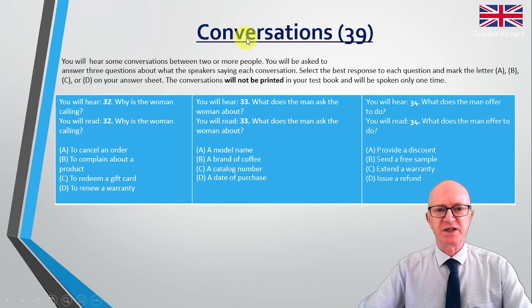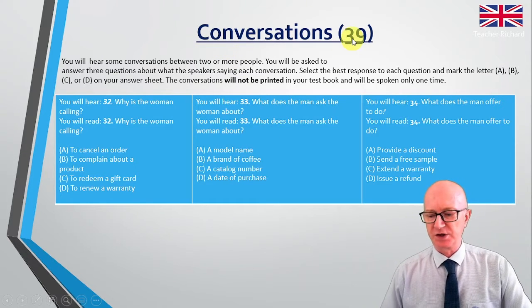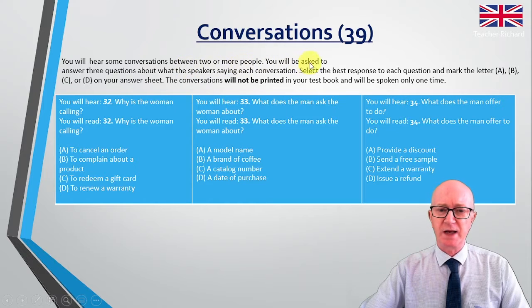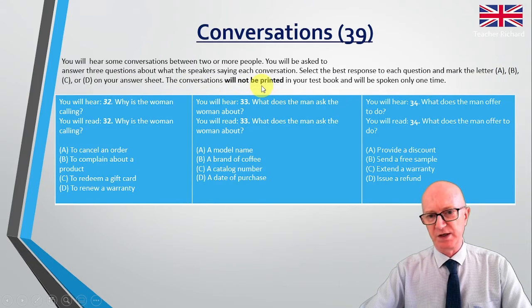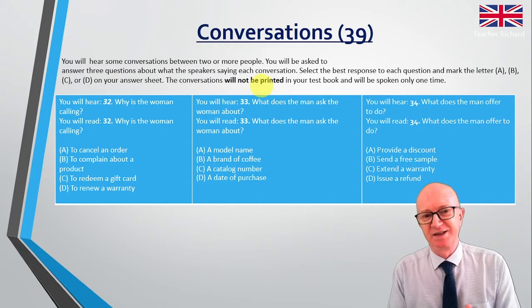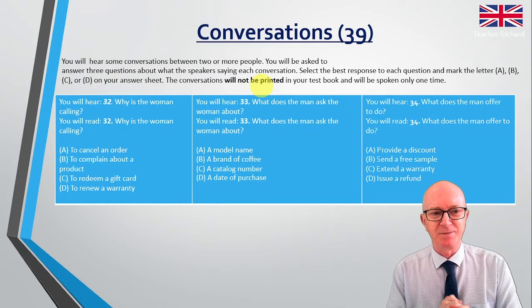Part 3, conversations. 39 questions. This is a big part. Directions: you will hear some conversations between 2 or more people. You will be asked to answer 3 questions about what the speakers are saying in each conversation. Again, select the best response to each question and mark A, B, C or D in this case on your answer sheet. The conversations will not be printed and will only be spoken one time. There's no, can you please repeat that? It's a one-time only listening section.